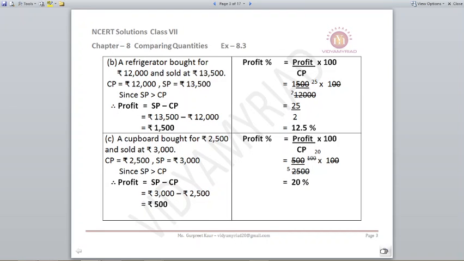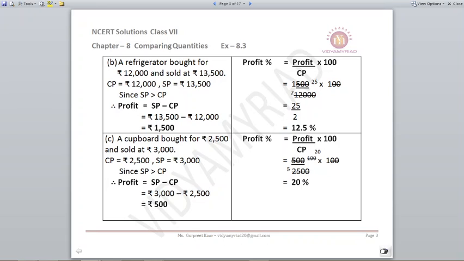B part. A refrigerator bought for rupees 12,000 and sold for rupees 13,500. Again there is a profit because selling price is more. There is a profit of 1500 rupees. To calculate profit percentage, it will be 1500 upon 12,000 multiplied by 100. It can be further reduced and you get a fraction as 25 upon 2%. But we never write it in a fraction, we can convert it into a decimal form. So our answer comes to 12.5%.